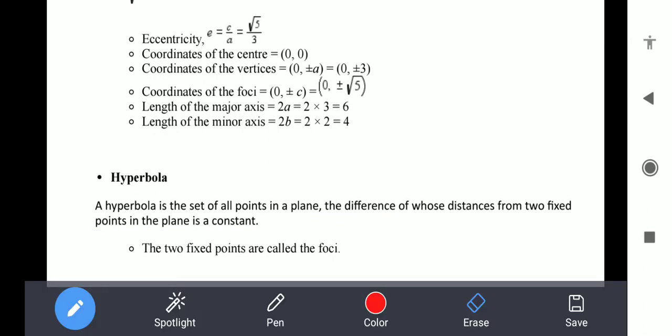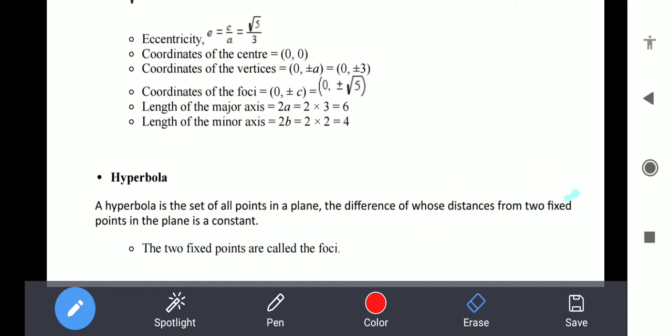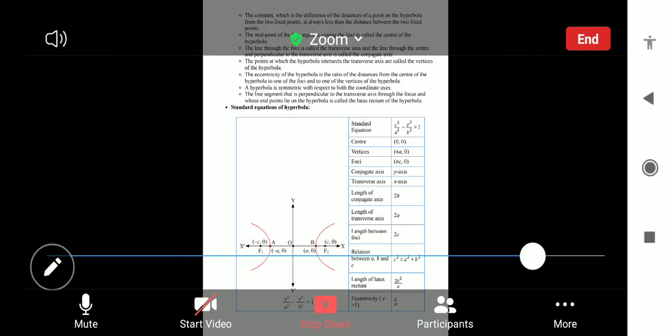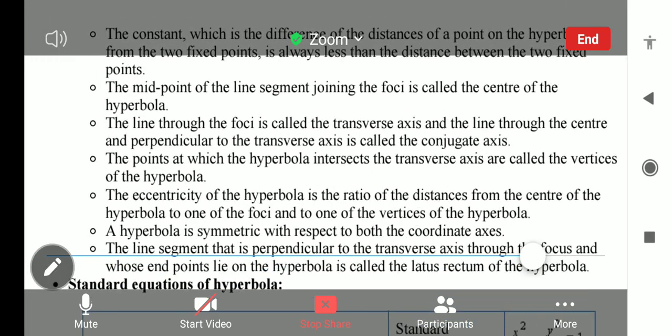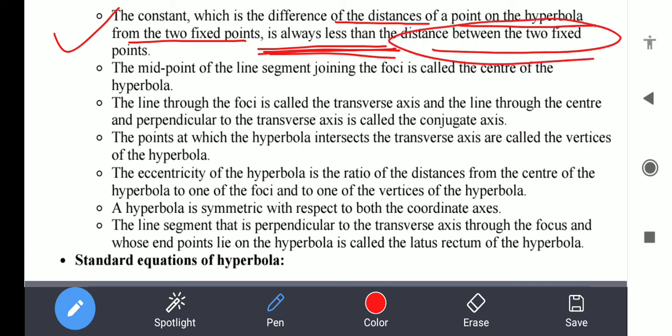The difference of whose distances from two fixed points is always constant. The two fixed points are called the foci of the hyperbola. The constant, which is the difference of the distances of a point on the hyperbola from the two fixed points, is always less than the distance between the two fixed points, that is, the distance between the foci of the hyperbola.